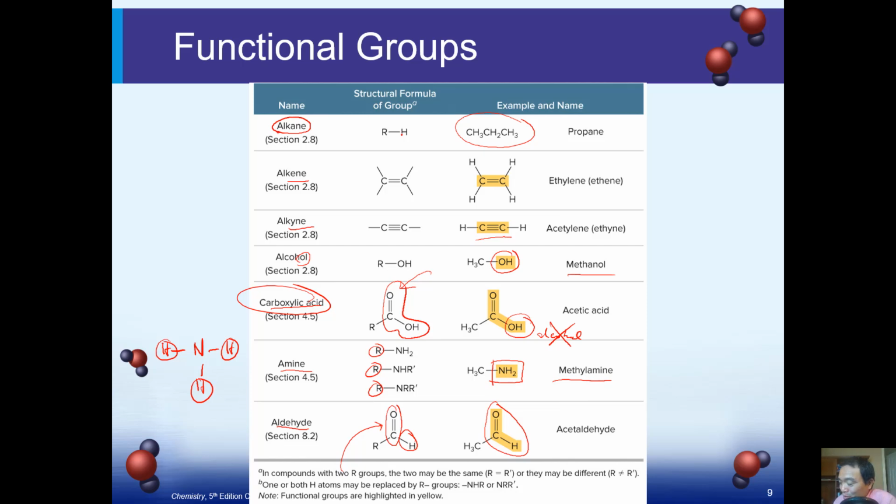For example, for carboxylic acid, this carbonyl group, as you can see, is connected to OH on one end. Okay. Then that's carboxylic acid. For aldehyde, it's the carbonyl group connected to hydrogen. Then you call that an aldehyde.